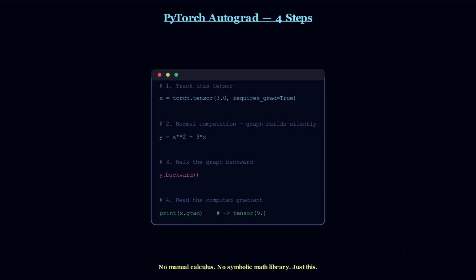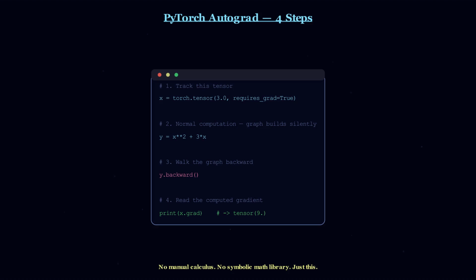Step 1. Create a tensor with requires_grad equals True. This tells PyTorch, track every operation on this tensor. I will need its gradient later. Step 2. Do your normal computation, y equals x squared plus 3 times x, or anything more complex. PyTorch silently builds the computational graph behind the scenes as this runs.